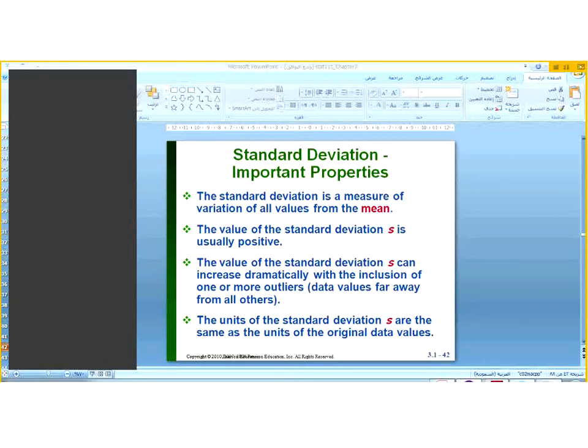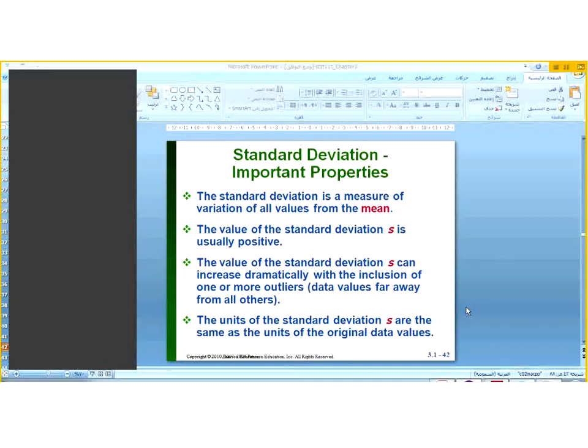The value of the standard deviation can increase dramatically with the inclusion of one or more outliers. If we have one outlier, the value of the standard deviation will be very far away because there will be a high dispersion of the data. The units of the standard deviation S are the same as the unit of the original data values.